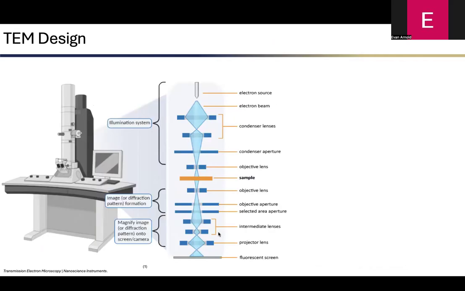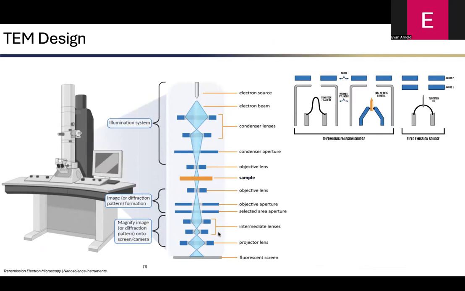The TEM is separated into three main systems. The illumination system, which starts with the electron source. There are two different types of electron sources. The first one being the thermionic emission source, where you can have a tungsten filament or a lanthanum boride or ceramic crystal that emits electrons by heating it up by passing a current through it. The electrons produced in the tungsten filament are not as coherent as the ceramic crystal, but the ceramic crystal requires a stronger vacuum to use.